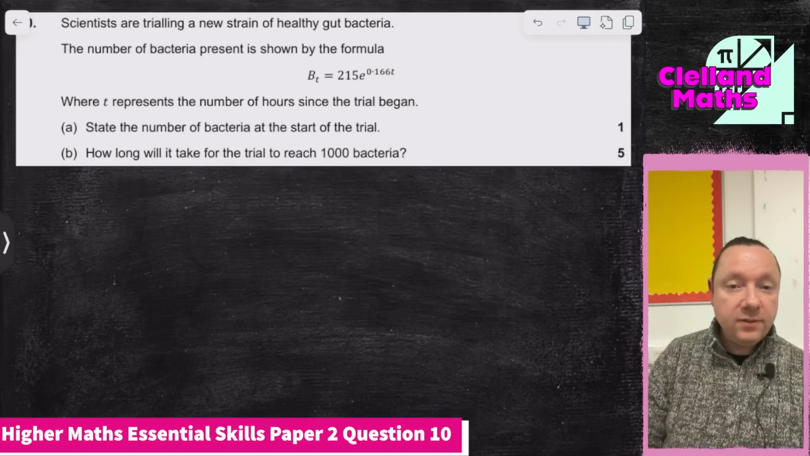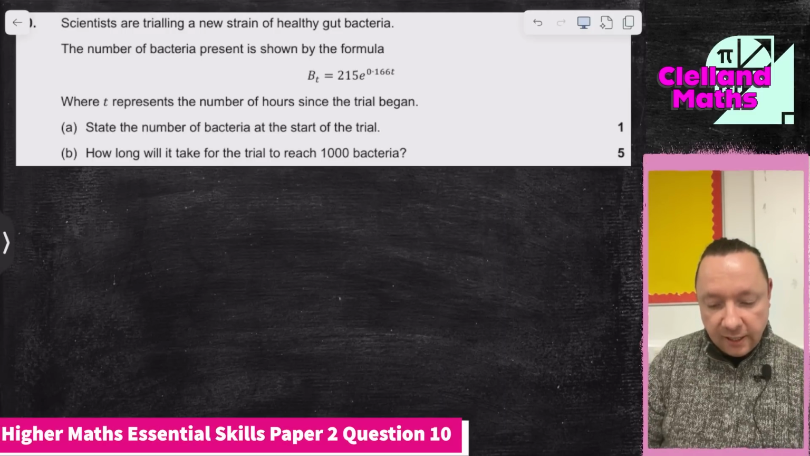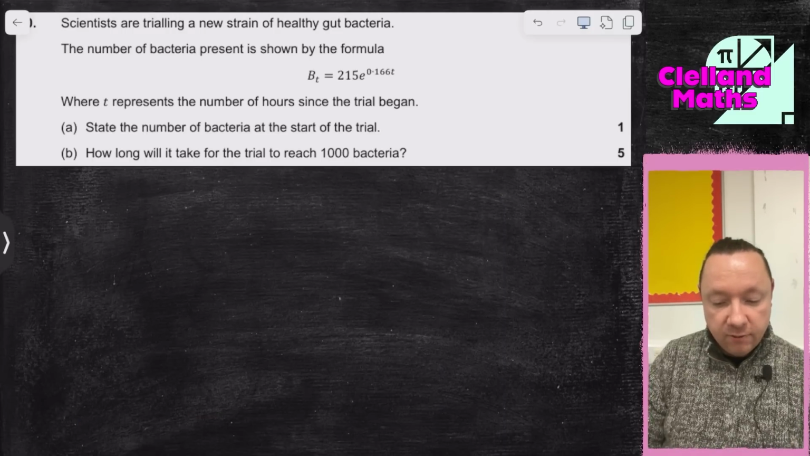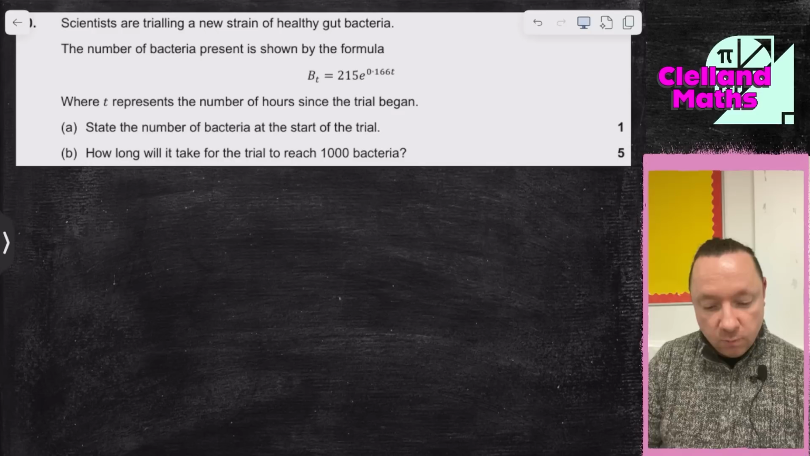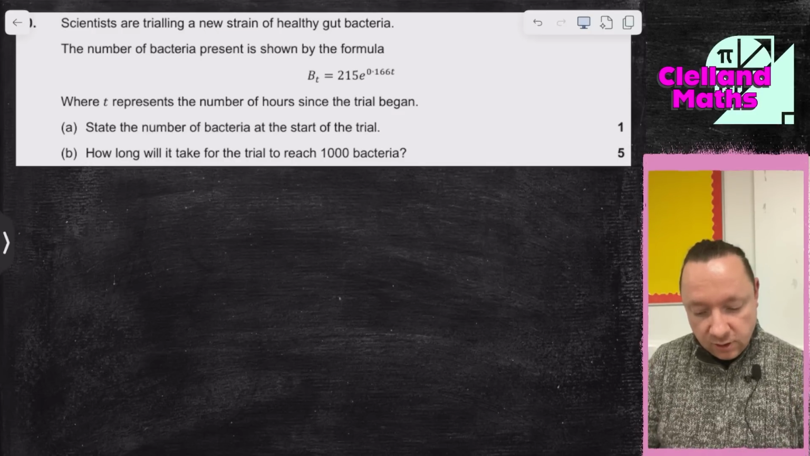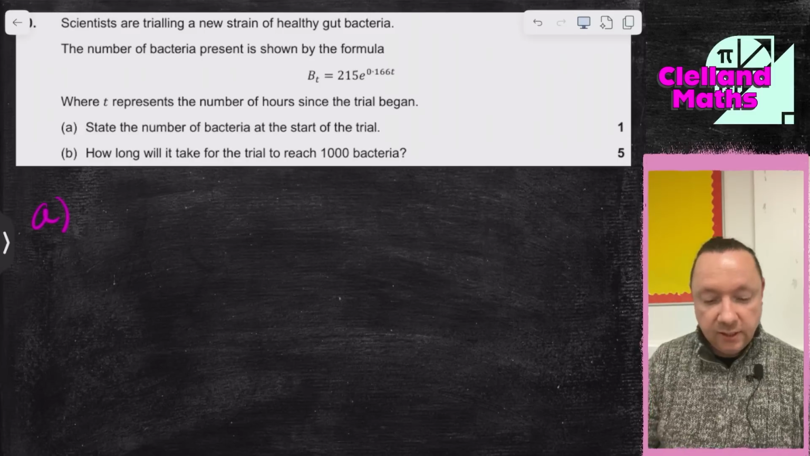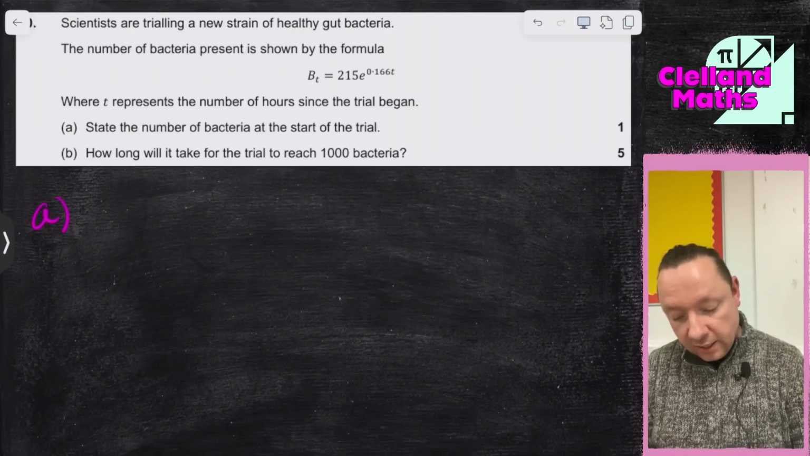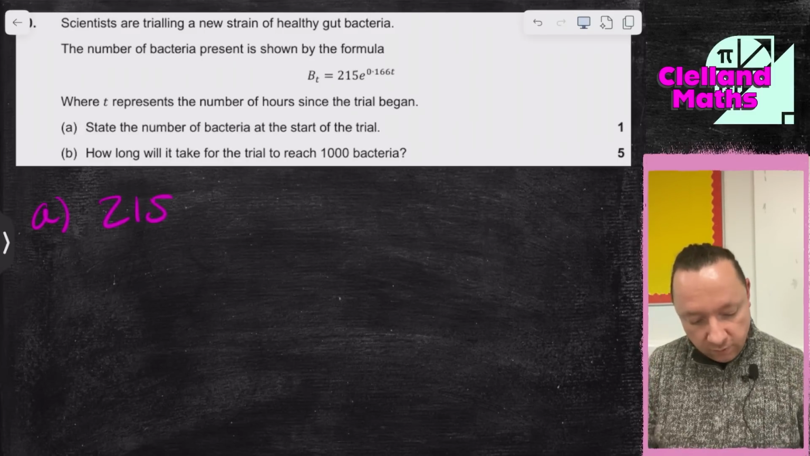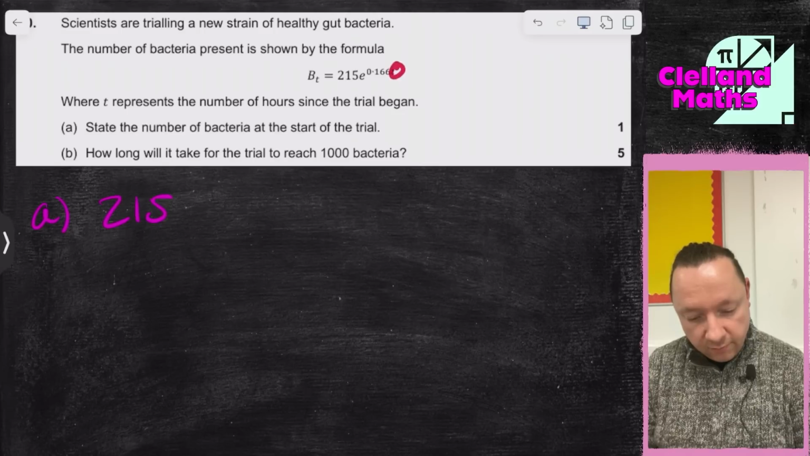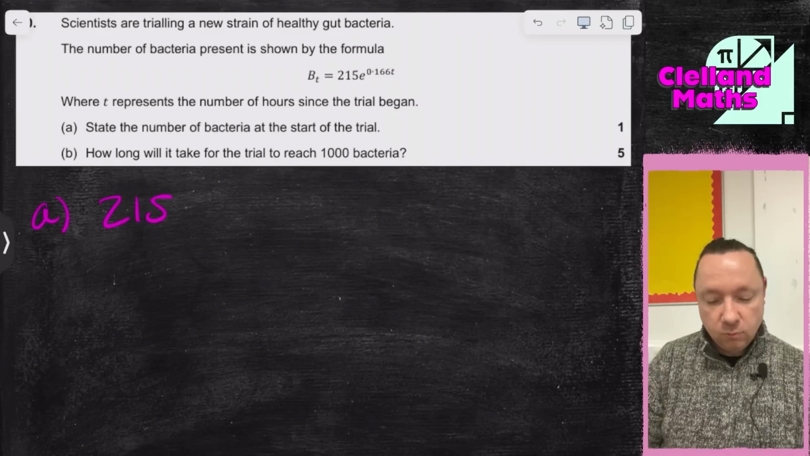SQA Higher Maths 2025 Essential Skills Paper 2, Question 10. Scientists have studied a new strain of healthy gut bacteria. The number of bacteria present is shown by this formula, and it's an exponential formula, where t represents the number of hours since the trial began. State the number of bacteria at the start of the trial. It says state, which implies that you can just put the answer, and the answer is 215, because when you put 0 in the power position, the whole of that's just 1. So it's 215 times 1.